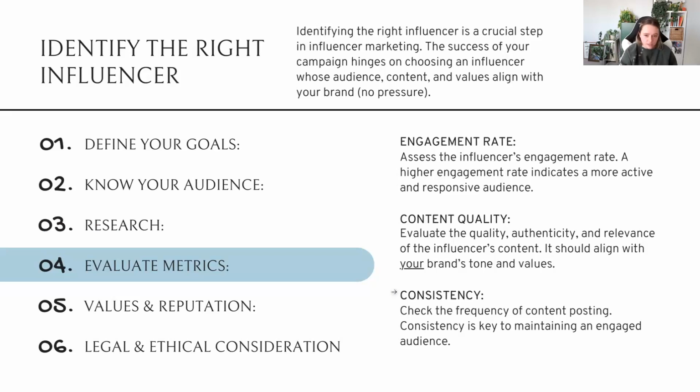Number four, evaluate metrics. So you're going to take a look at their engagement rate. Engagement rate, if you've been following along before, is kind of like a mathematical equation. It is the ratio of engagement that they get on their content compared to the amount of followers that they have. So if they have 1 million plus followers, but their content is only getting 25 likes, maybe a few comments, their ratio is very off.